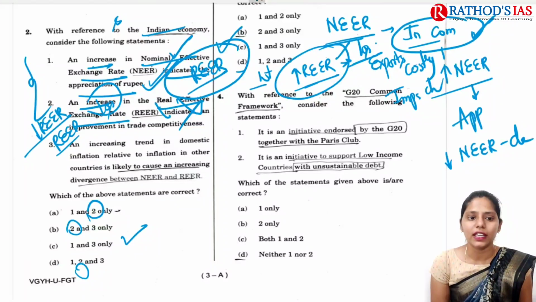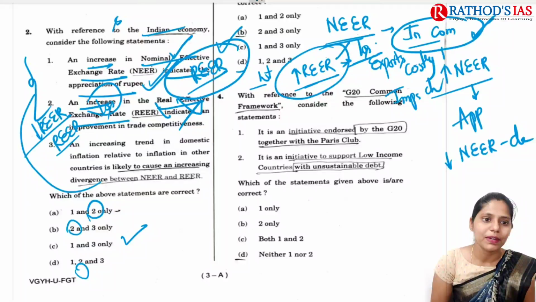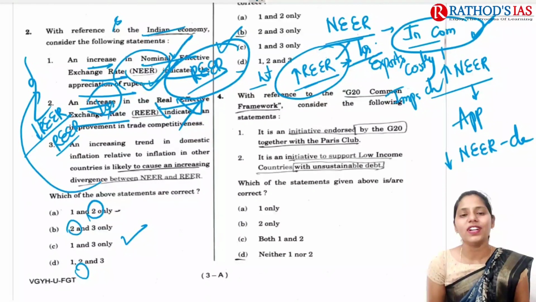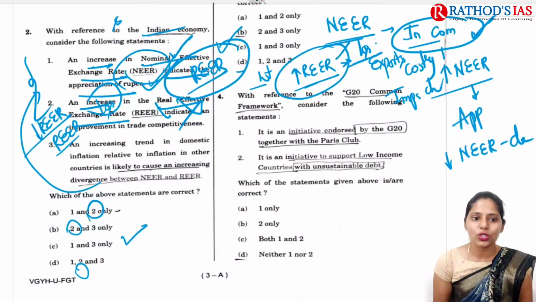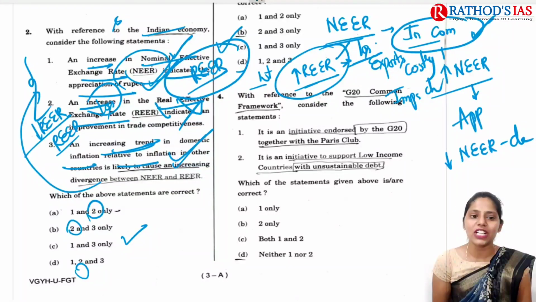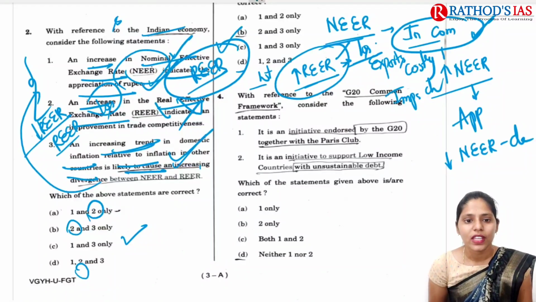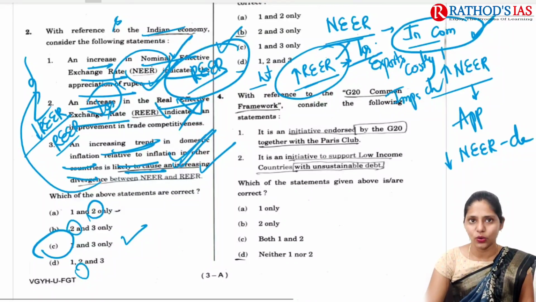Because of the trend in domestic inflation, we are now seeing inflation in our country. Because of inflation, we already saw the depreciation of the Indian rupee, and depreciation relates to NEER. Whenever depreciation happens, it has some impact on trade competitiveness. So the third statement is correct: an increase in the trend in domestic inflation relative to inflation in other countries is likely to cause divergence, that is increasing or decreasing, in NEER as well as REER. So the correct option is C, 1 and 3 only.